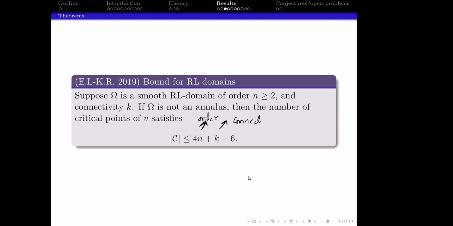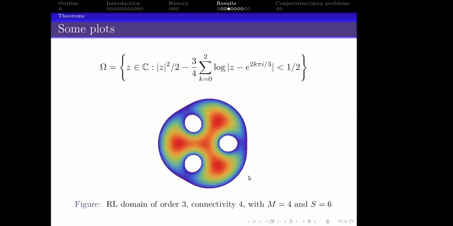So this is the theorem, and let me just show you some plots. Here is domain omega. This is a rational landscape domain, and in particular, I choose my f to be the real part of log mod z minus e to the 2k pi i by 3. Suppose you take this level set to be a half level set, less than half, then you see the contour plot of this. This is a domain with connectivity 4, 3 holes, right? So that's connectivity 4.